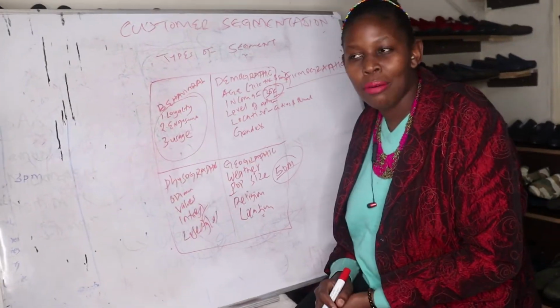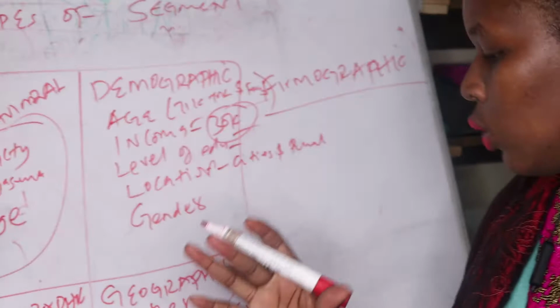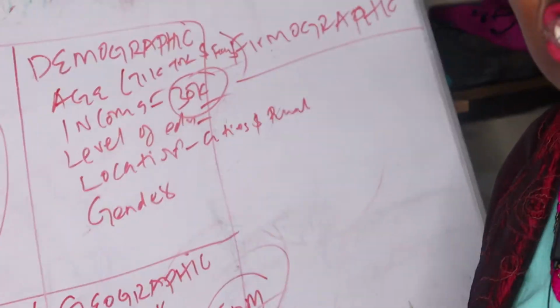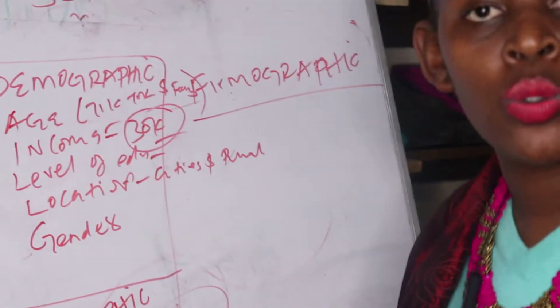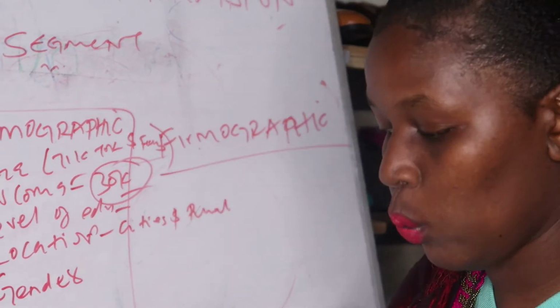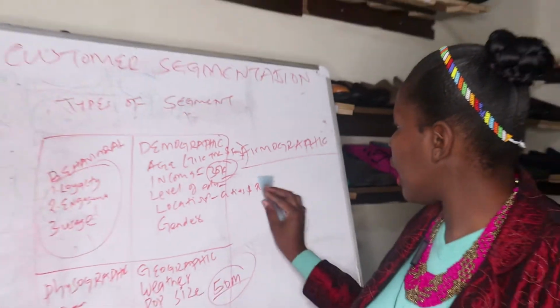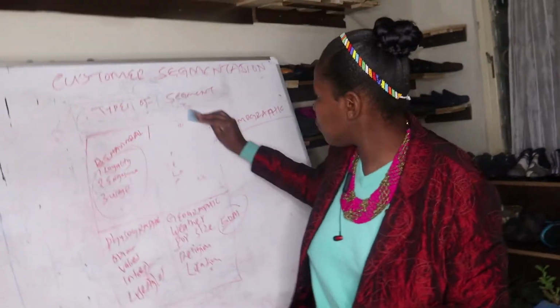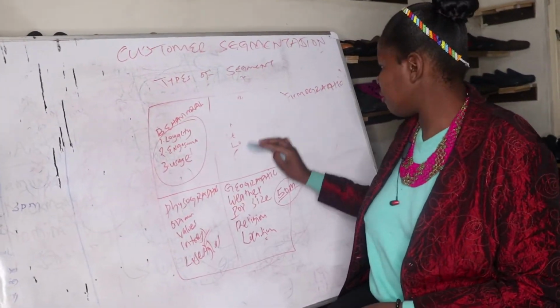Firmographic is about the firm's ideas, the industry ideas. For example, I was told that lawyers have to wear official attire the whole day. They are very, very strict.